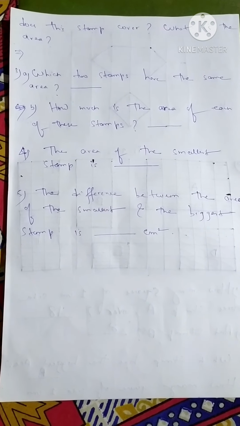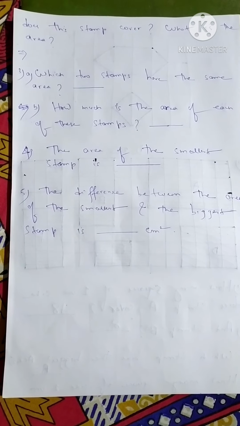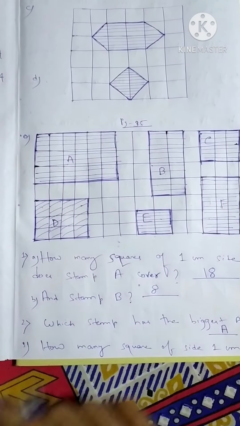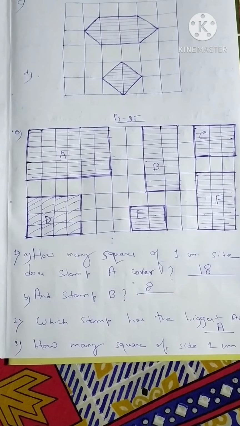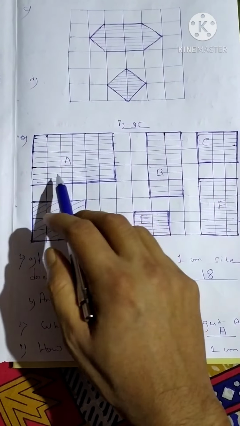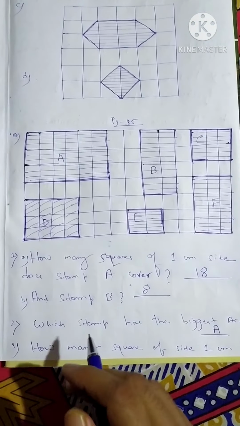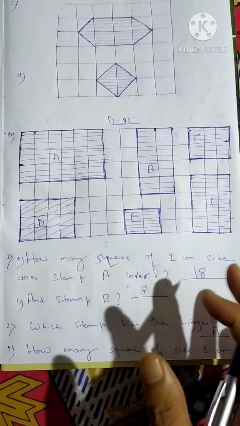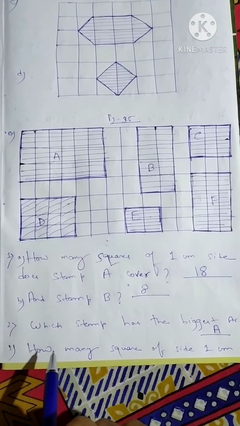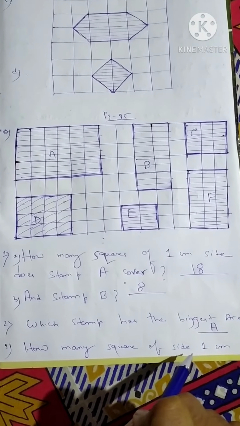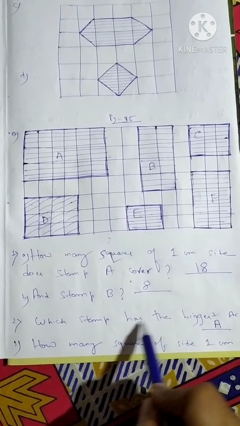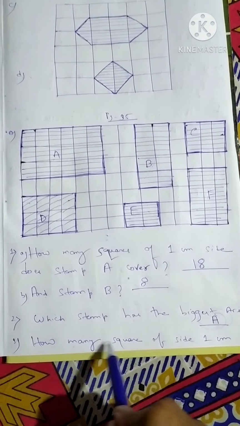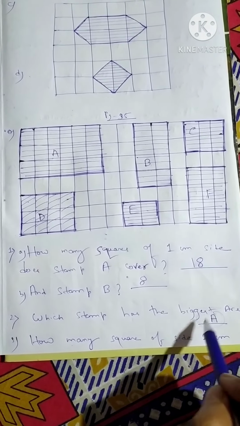Okay, so the next question is, how many squares of side 1 centimeter does this stamp cover? This stamp means this one, the biggest area. How many squares is it covering? And also the next question is, what is the area? My question I have written on the next page, so again and again I have to turn this page. Again I'm telling, how many squares of side 1 centimeter does this stamp cover? This stamp is related to the previous question: which stamp has the biggest area? That is A.